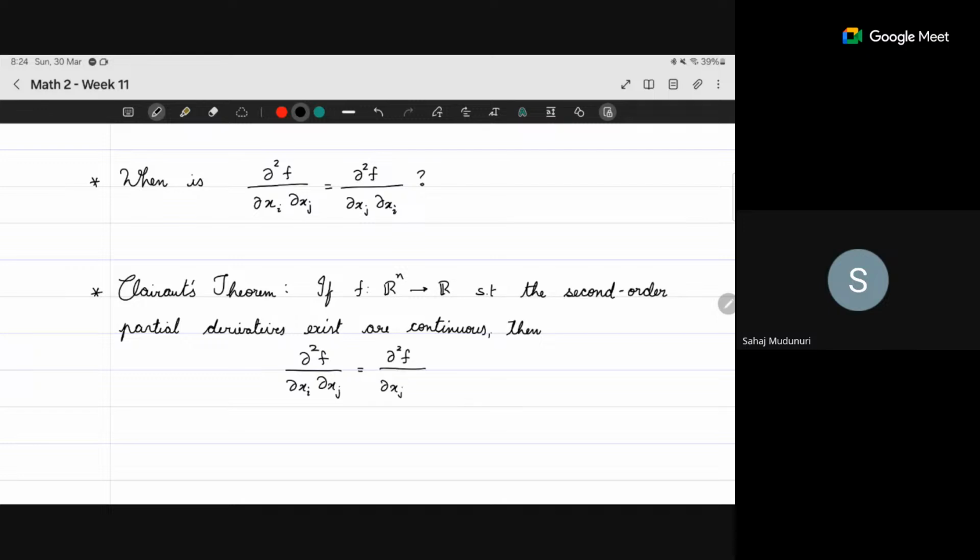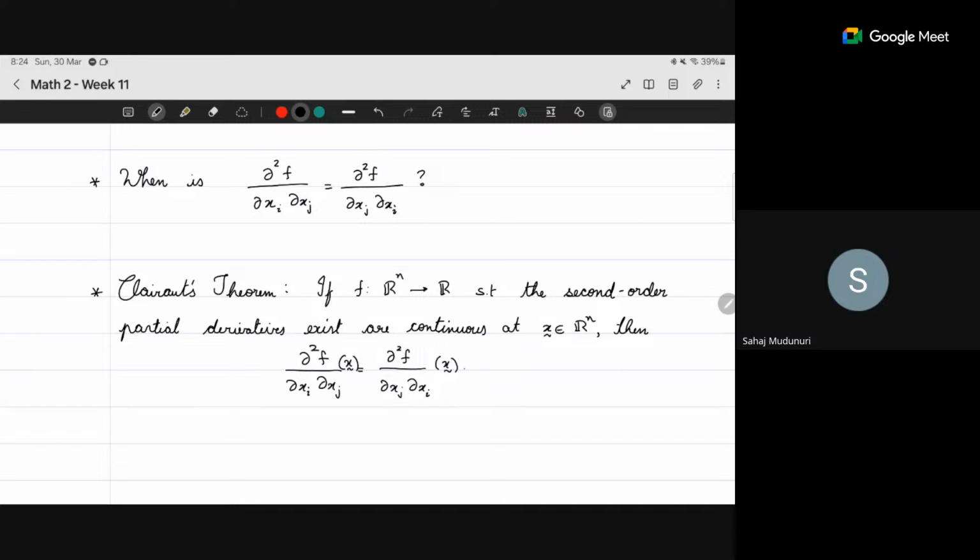Continuous on all points, or any particular point? If it is not continuous, then this will fail. If it exists and is continuous at a point, then the mixed second order partial derivatives are equal at that point. So let me just say, if it is continuous at some x tilde, once again I'll be writing Rn, this might as well be some open set in Rn, then this at x tilde is equal to this at x tilde.